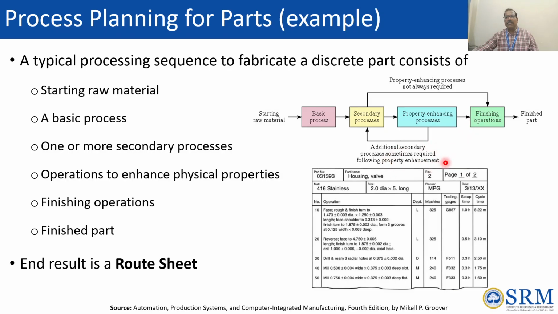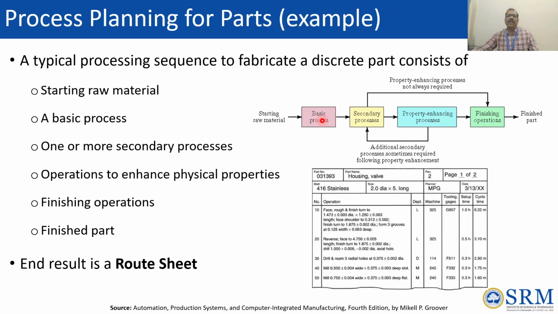Additional secondary processes are sometimes required. For example, if we do the heat treatment process, sometimes we need to do a secondary process like grinding or polishing. Then we can go back, and then directly go for finishing.